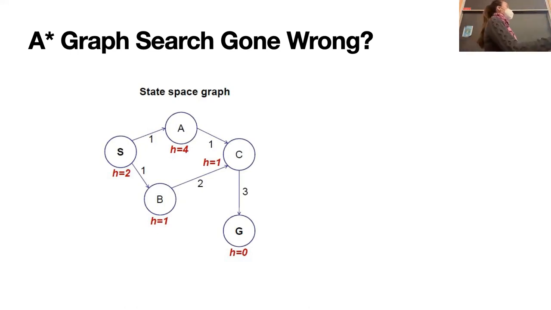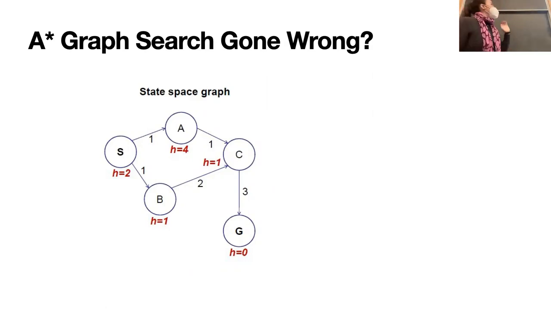An admissible heuristic is one that is optimistic, one that is always going to be less than or equal to the true cost of getting to the goal. And that's good for a bunch of reasons. We don't want to overestimate, because then we're not guiding it in the right direction. But here's an example of something where A star search can go wrong.